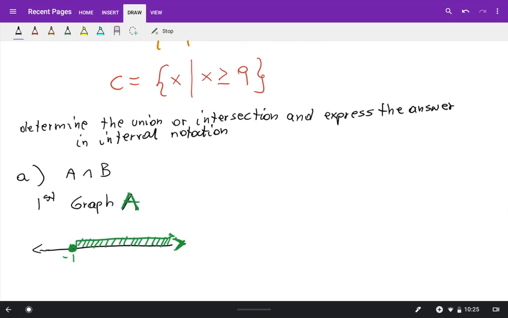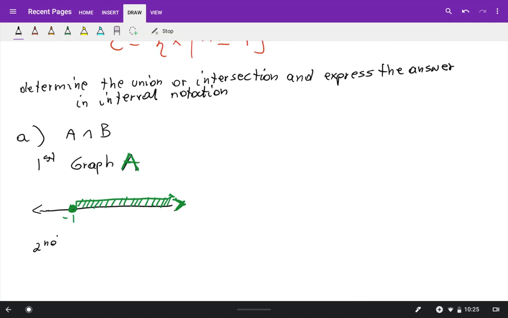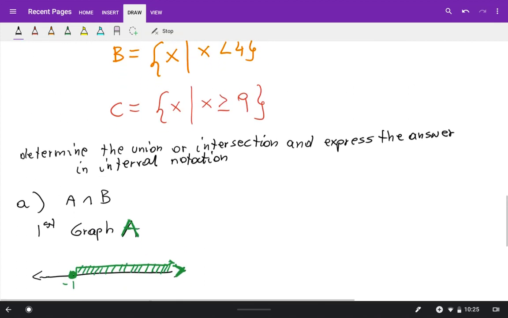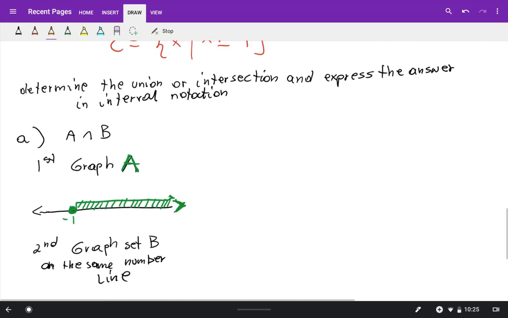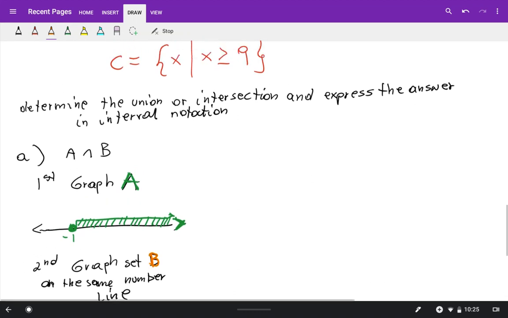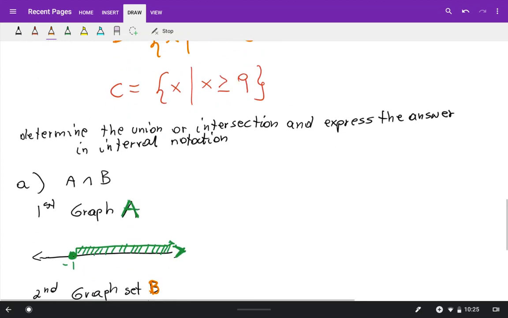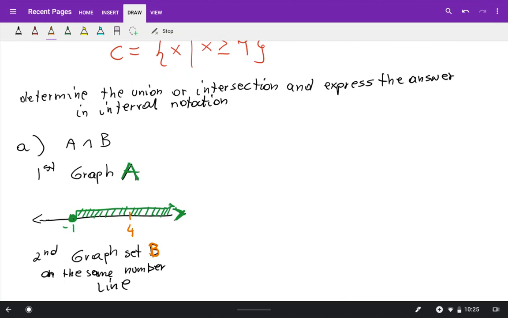Next, second, we're going to graph set B on the same number line. Set B, I'm going to put it in green. Set B has all x less than 4. So this is 4, less than, so we're not including 4, and I'm going to the left side, right? So I'm shading everything to the left, and I'm going to shade it that way so you can see a little better.